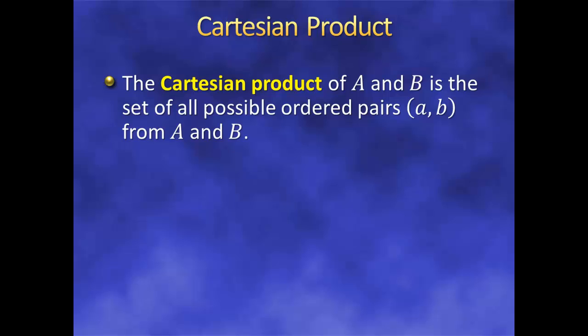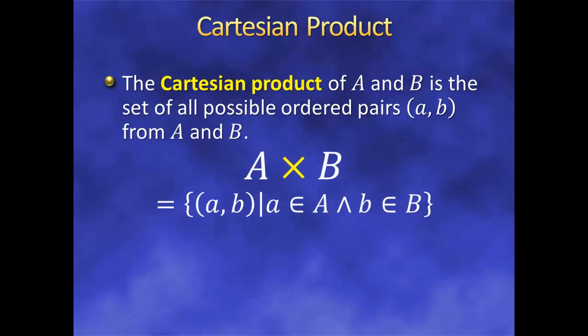With this in mind, let's talk about what the Cartesian product is. Suppose we have two sets, A and B. The Cartesian product of A and B, written as A times B, is the set of all possible ordered pairs, for which the first element is from A and the second element is from B.